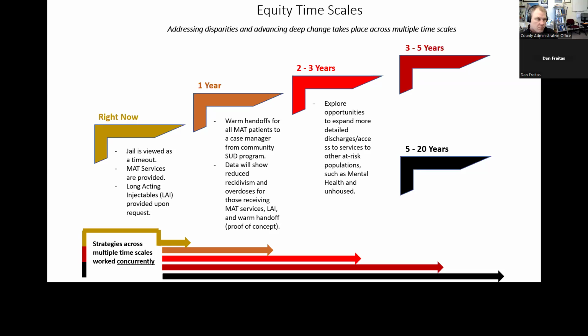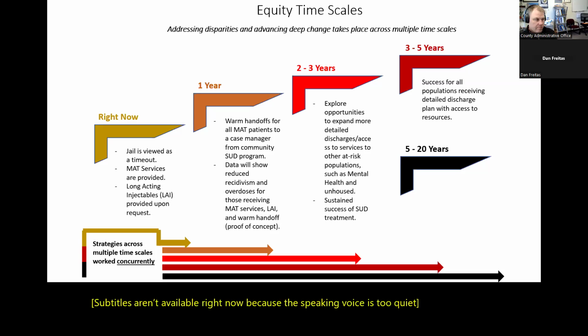And then at that 2 to 3 year mark, if we are successful with this group, we want to explore other opportunities to expand to a more detailed discharge, with access to services for other populations like mental health, unhoused, or other at-risk populations. Hopefully there is sustained success of our SUD treatment, and then at that 3 to 5 year mark, we're hoping for success for all populations receiving these detailed discharge plans with access to the resources. And 5 to 20 years, this is where that culture part comes out, where hopefully not just us, but everybody in the community sees the jail as an opportunity for positive intervention in someone's life rather than just a timeout.